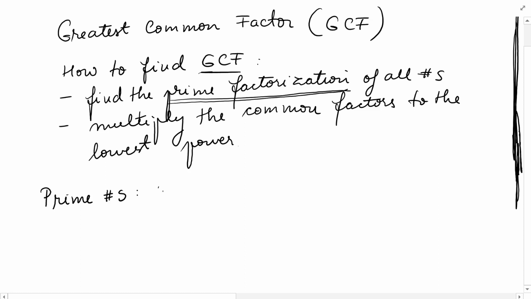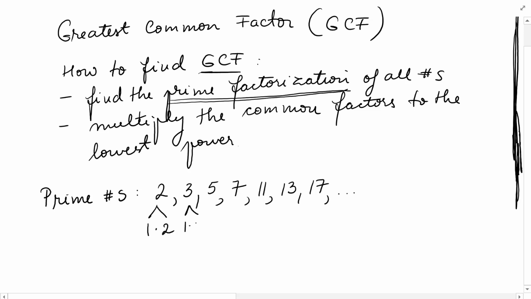2, 3, 5, 7, 11, 13, 17, and so on are prime numbers. Why? Because their only factors are 1 and itself. So you see how any of these numbers can be written as 1 times itself. Like, for example, 9 is not a prime number because it can be written also as 3 times 3.